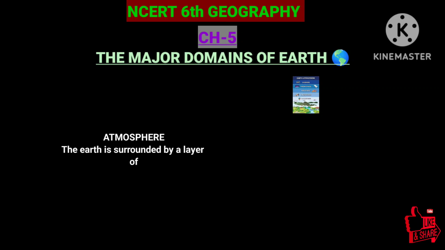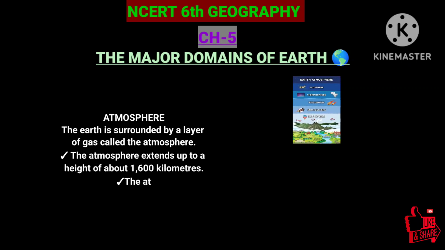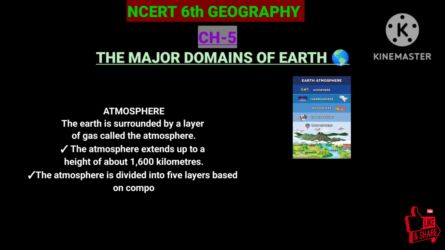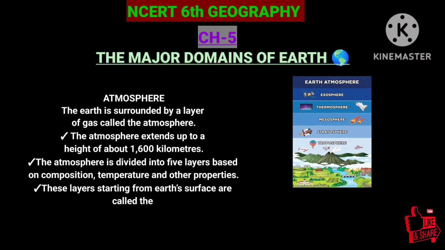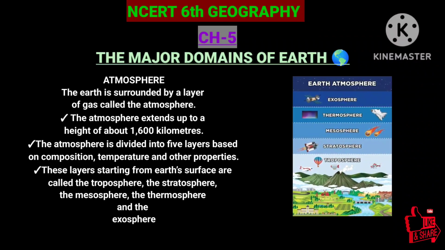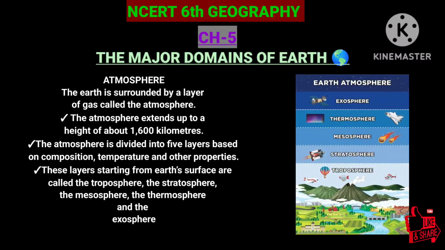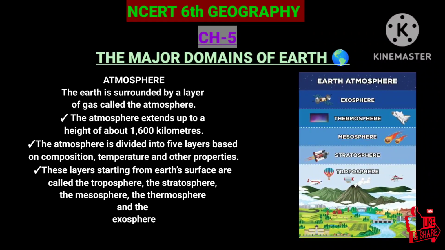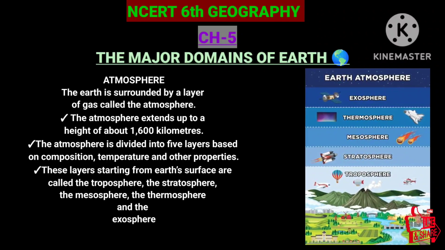What is the atmosphere? The earth is surrounded by a layer of gas called the atmosphere. The atmosphere extends up to a height of about 1600 kilometers from the surface of the earth. The atmosphere is divided into 5 layers based on the composition, temperature, and other properties. These layers, starting from the earth's surface, are: the first layer is the troposphere, the second is the stratosphere, the third is the mesosphere, the fourth is the thermosphere, and the fifth is the exosphere.